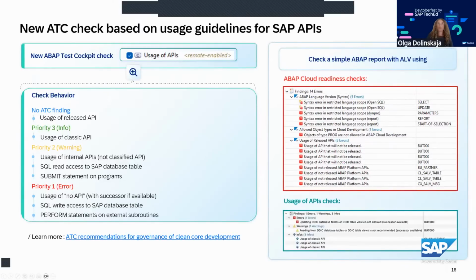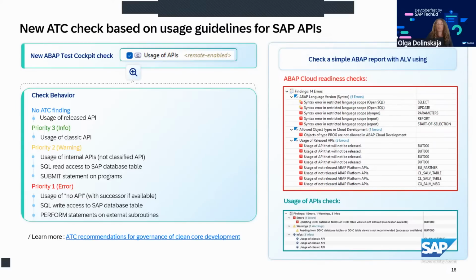So the most important check in this new ATC check procedure is the new ATC check, which is based on usage guidelines of SAP APIs. The name of the check is usage of APIs check. And the purpose of this check is to verify the usage of classic ABAP development objects, standard ABAP development objects, which are based on the consumption of SAP APIs.